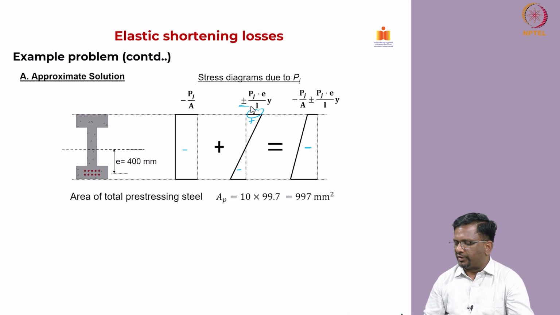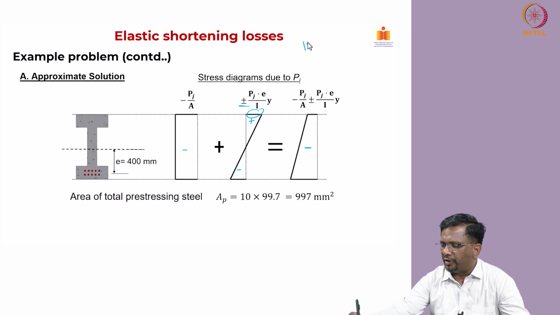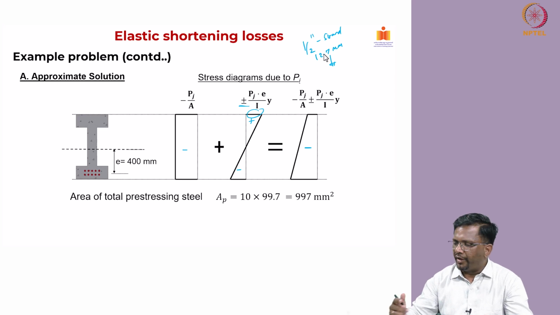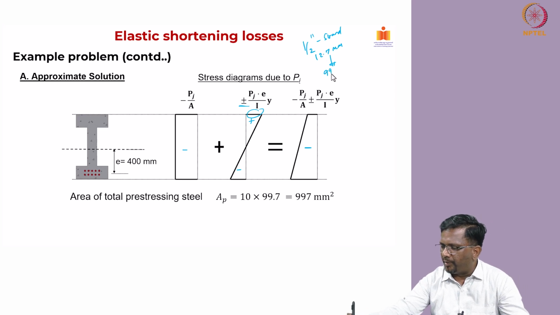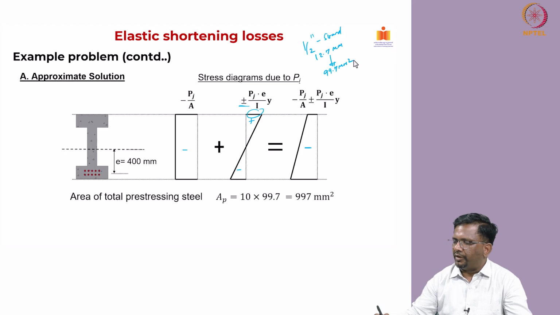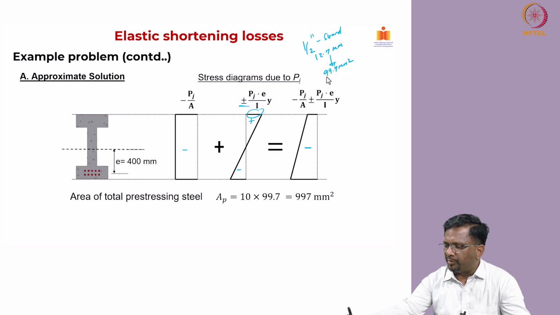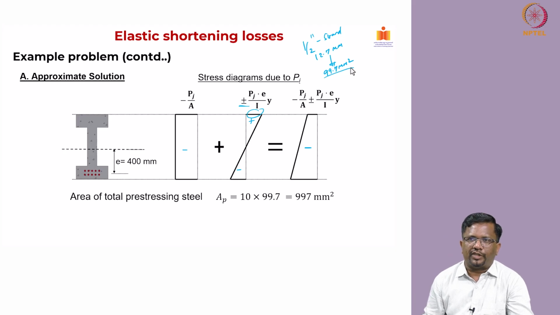So, what is the area of pre-stressing steel? Typically, half inch strand is 12.7 millimeter diameter, and for the area you cannot directly put pi by 4 into d square, because these are 7 wire strands. Okay. So, the area of this is 99.7 millimeter square. So, it is not pi by 4 d square. Please keep this in mind, because in a 7 wire strand there will be a lot of gap, right. So, I cannot directly use the diameter for calculating the cross sectional area. You have to use the measured area, which for half inch strand is typically 99.7.